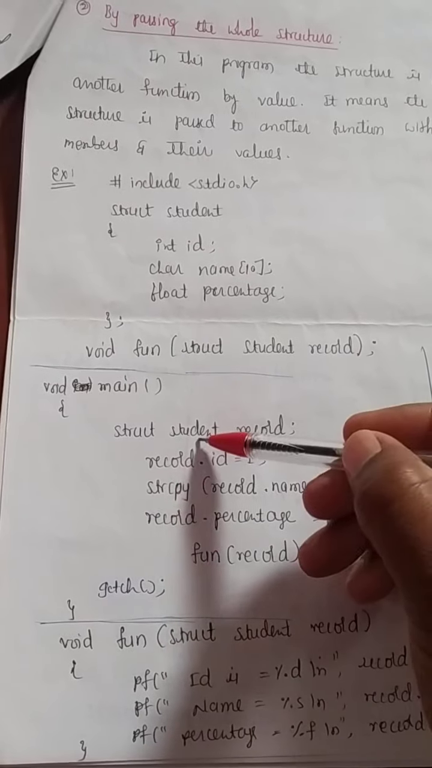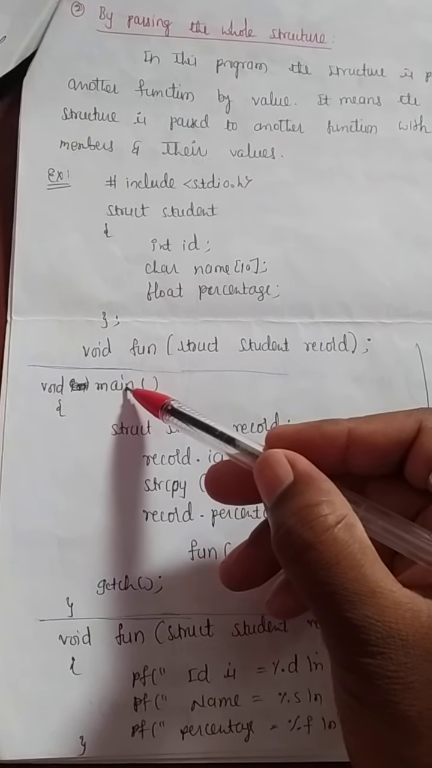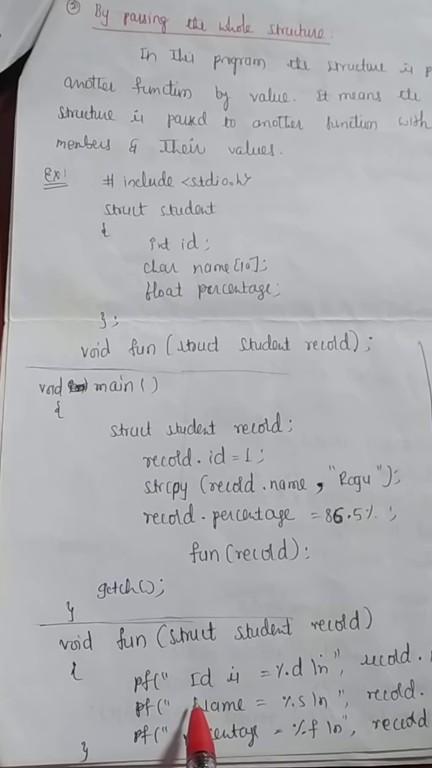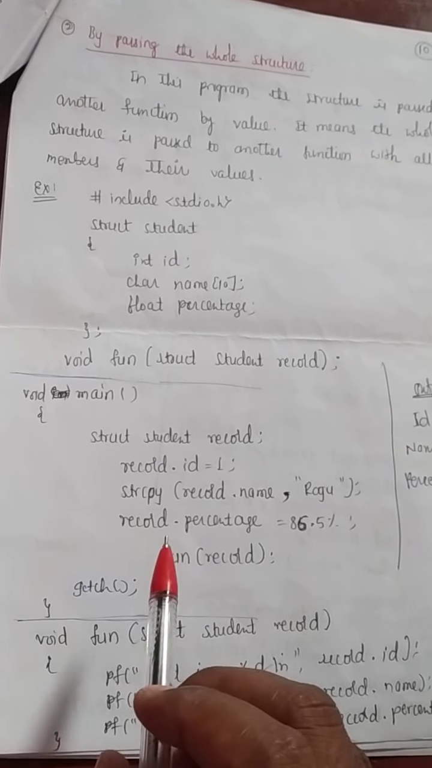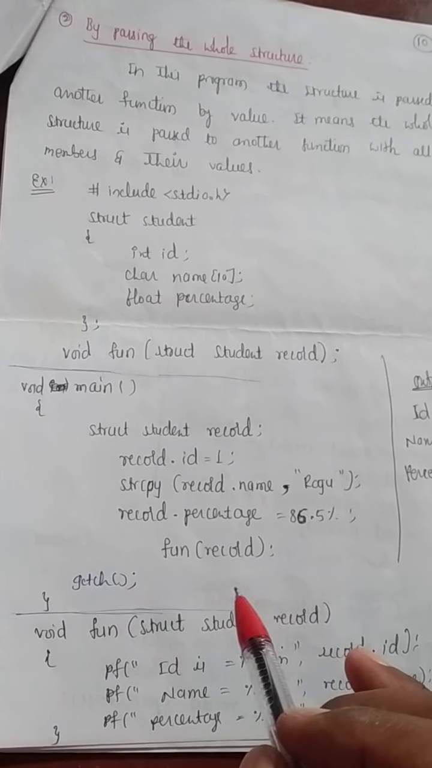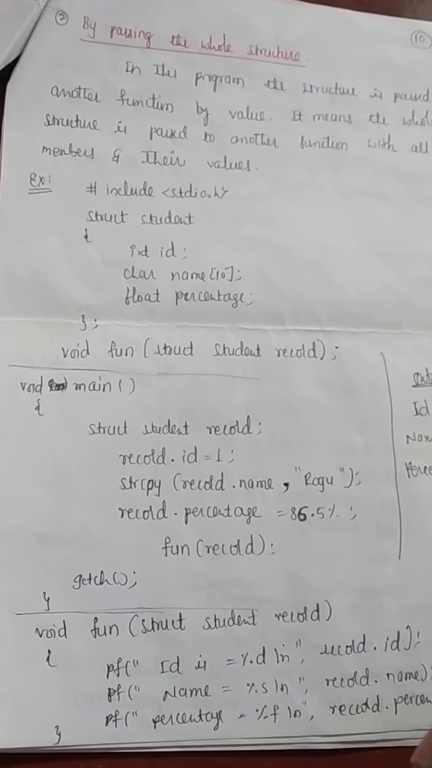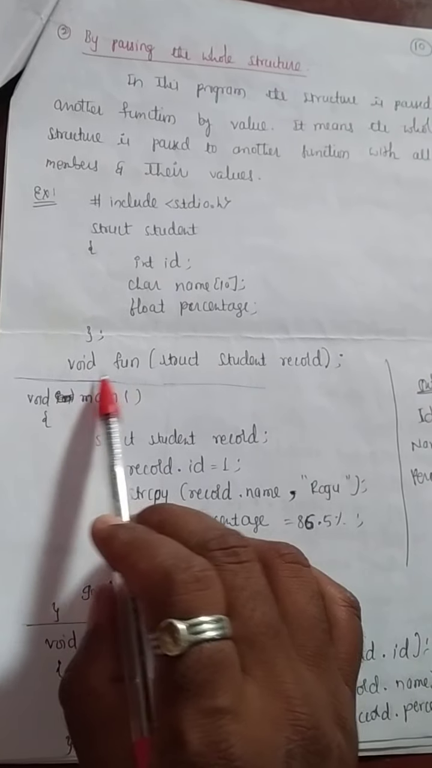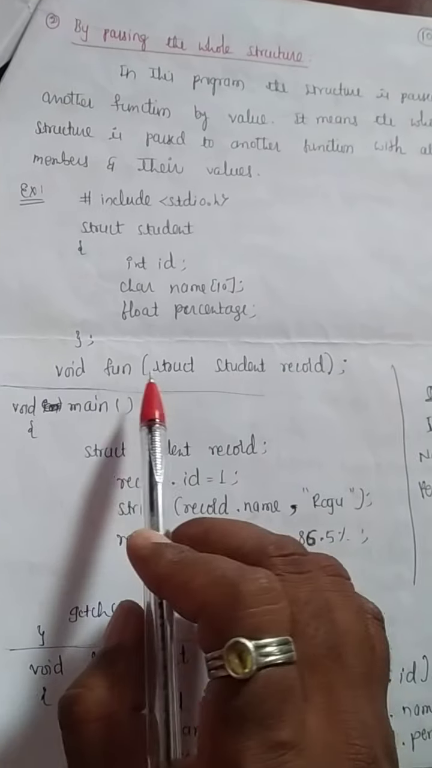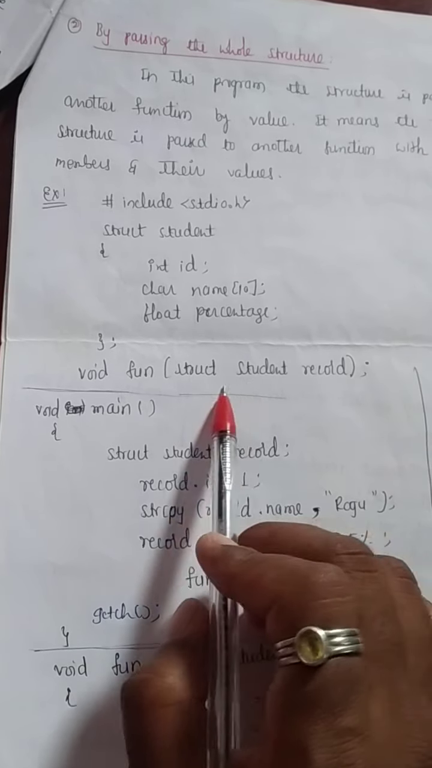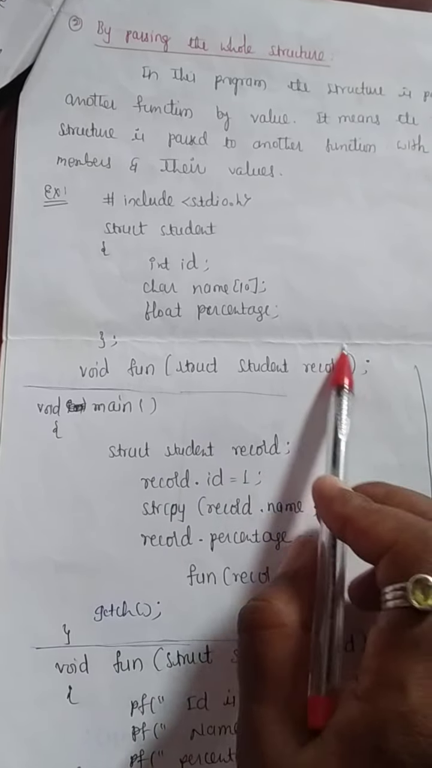Here you can observe that this is the main function and this is the sub function. The function declaration is here, the function call is here, and the function definition is here. Which is the structure? Struct student record. In this example we are combining structures and functions together. The structure is declared, right? Then declare the function: void fun, where fun is the function name. Which is the parameter here? Struct student record is the parameter.